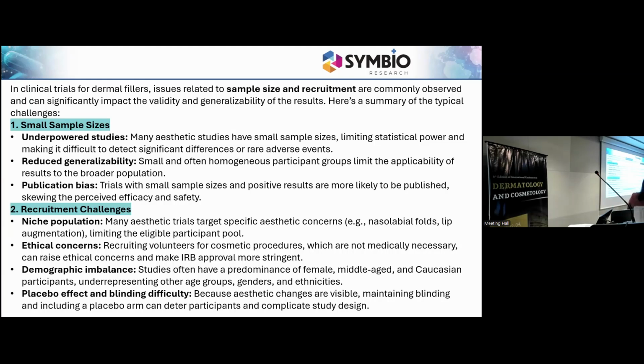Next is ethical concerns, that is recruiting volunteers for cosmetic procedures. Generally the people who are volunteering are mainly healthy participants. They don't have any morbidities, right? But they are enrolling themselves for this type of clinical trial. So the FDA requires us to understand that phase 1 of the clinical trial, that is the dose escalation, has proved that it is safe. Next is demographic imbalance. Studies often have a predominance of females, as we know, middle-aged and Caucasian participants, underrepresenting the age groups, genders, and ethnicities.